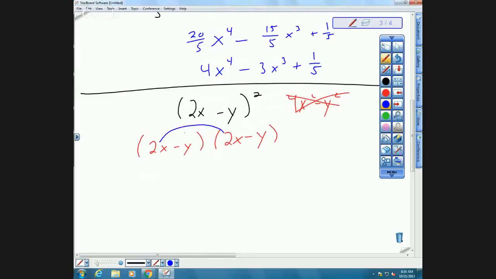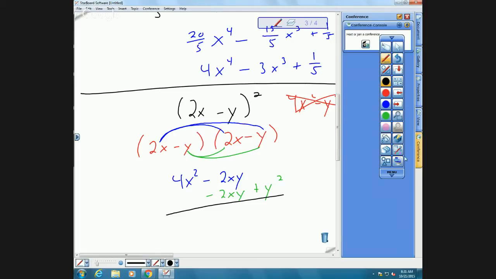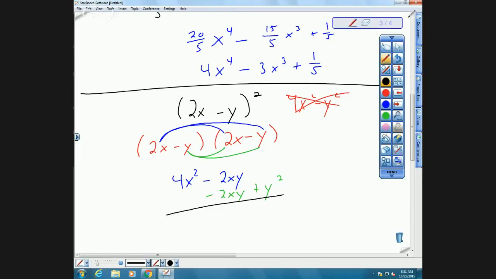So here again is FOIL. I take 2x times both of these. So I get 4x squared minus what? 2xy. And then here, you get what? Minus 2xy again. Negative y times negative y would be positive y squared. So when I combine these, I get 4x squared minus 4xy plus y squared.